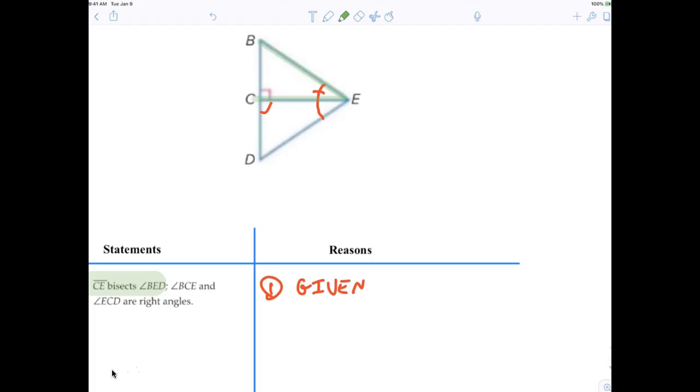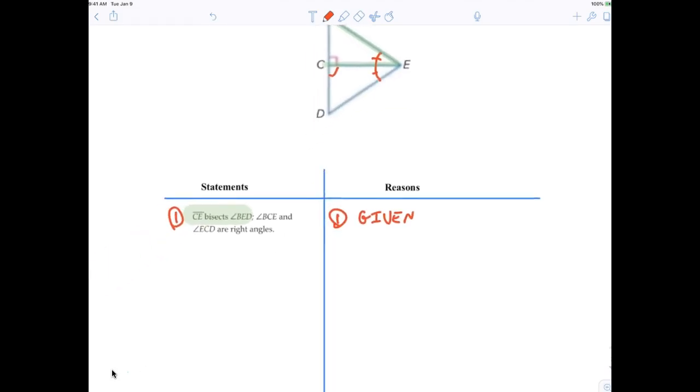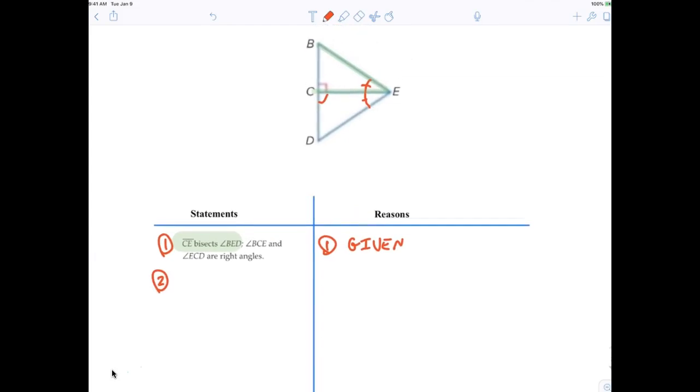Okay, now again, here's where I'm trying to help you guys. If that doesn't make sense, don't just say yes or okay, right? Let me know if you don't see that. Is everybody okay with that? So we now can say, for number 2, that angle BEC is congruent to angle what? DEC, right? Is everybody good with that? And we can call that what? Definition of bisect. Definition of bisect.